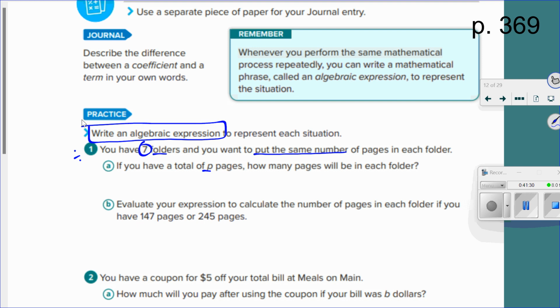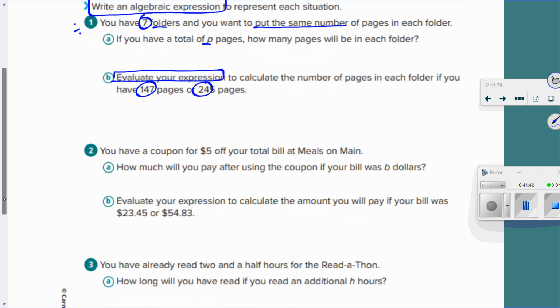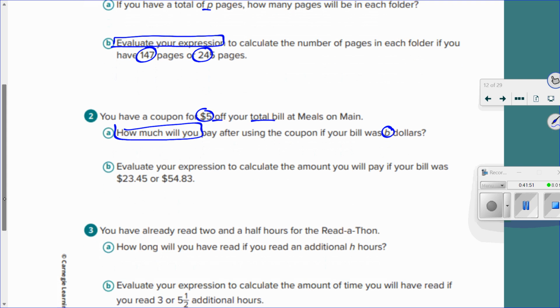So I've got 2 different ones I need to do. Our second one, you have a coupon for $5 off your total bill at Meals on Main. How much will you pay if the bill would be b dollars? So in other words, just do a substitution, write an algebraic expression on that. And then you're going to evaluate the expression for 2 different bills, $23 or $54.